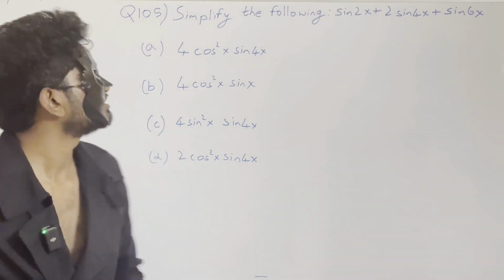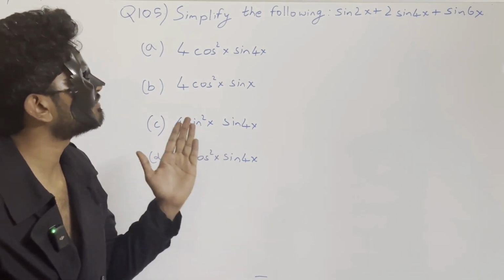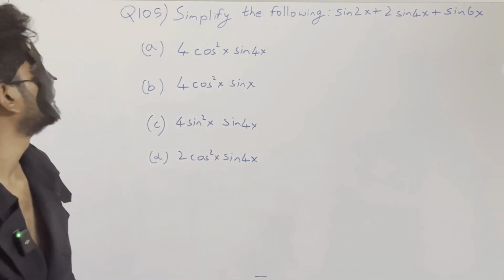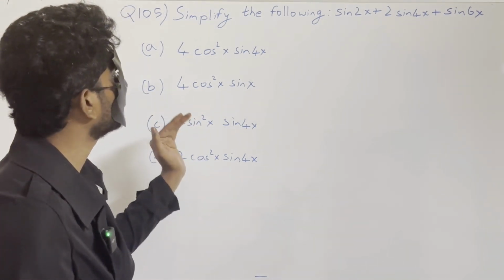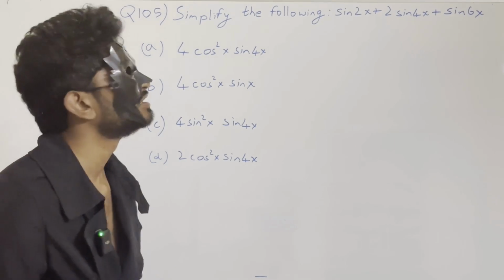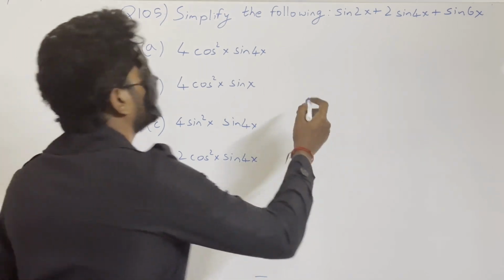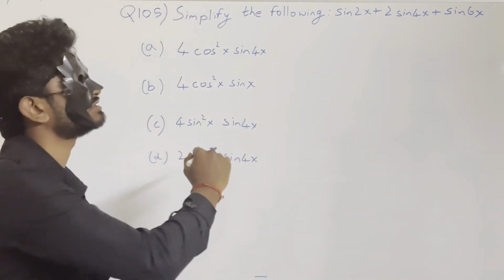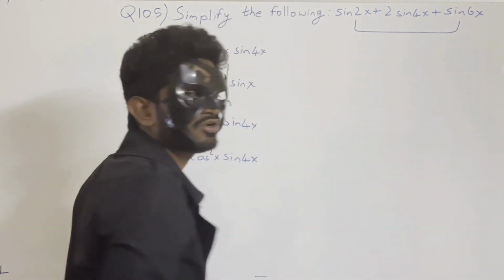So superhumans, next question is, simplify the following. Sin 2x plus 2 sin 4x plus sin 6x is. Now in the options you can see that it is in the form of cos x, sin 4x or sin x. So sin 6x is not there in options, so we have to eliminate it. And sin 2x also is not there in options. So I'll club these two because these two are not there in options.